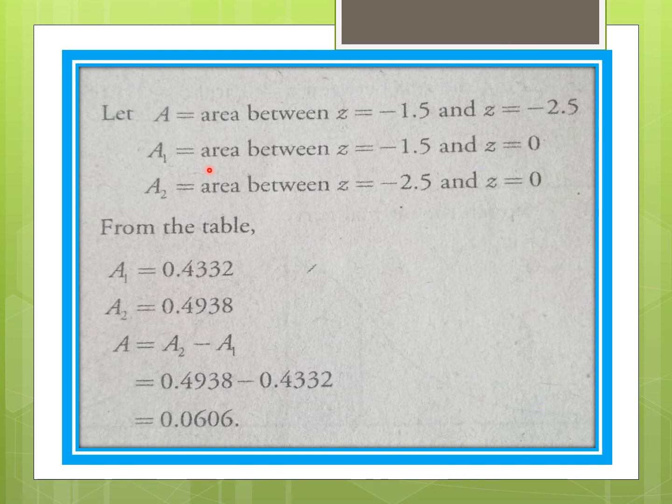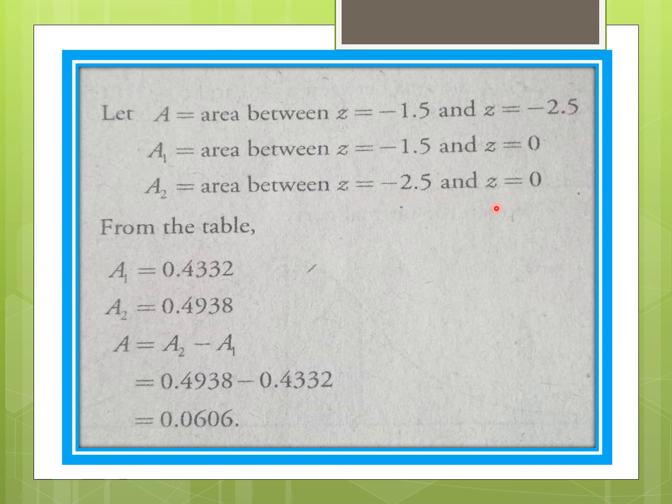Okay, so paano yan? So yung a sub 1 natin or the area between z is equal to negative 1.5 and 0. So same process, hanapin si 1.5. Since eksaktong 1.5 lang siya, so punta tayo sa column that is marked 0 or 0.00, or sa second column natin. Okay, so we have 0.4332.